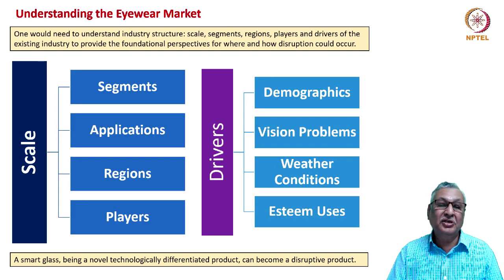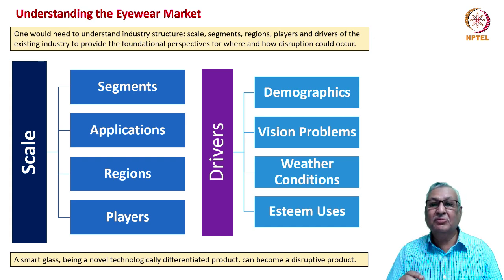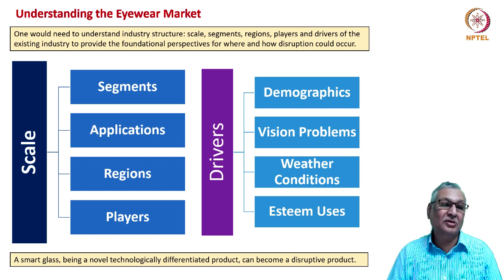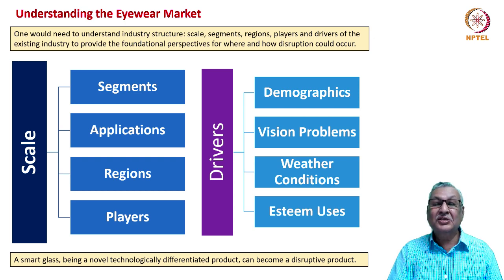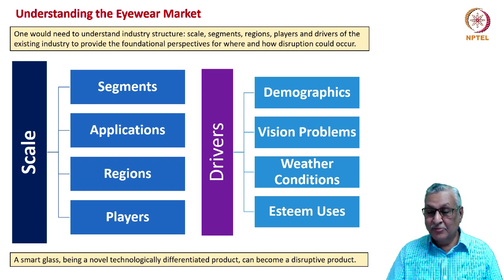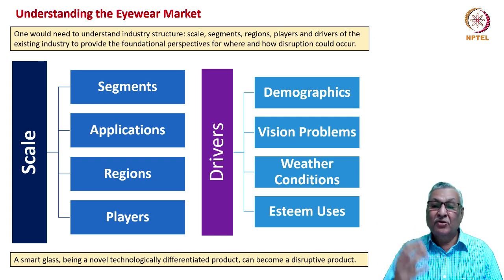So to be able to cater to this need of developing a smart glass, the startup would need to understand the industry structure, the scale, the segments, regions, players and drivers of the existing industry, so that there could be certain basic foundational perspectives of where and how disruption could occur. So when you look at scale, you have segments, applications, regions, players. And when you look at the drivers of market, you have demographics, vision problems, weather conditions, esteem uses. Weather conditions impact sunglass type of eyewear. Esteem uses impact high brand value and unique form factor spectacles. Vision problems, generally depending upon the nature of the vision problem, you require different types of lenses and different types of frames. Demographics enables all of these things.